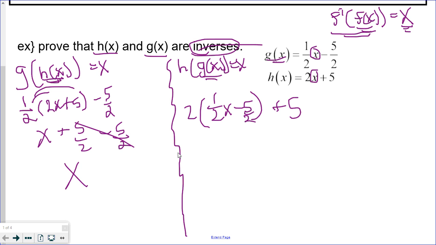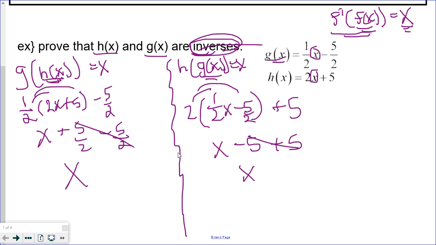Okay. So a quick little simplification here. That's nothing terrible. 1/2 and 2 becomes x. Negative 5/2 times 2 is negative 5 plus 5, right? And those go away. So I'm left with x. Okay. So because both function compositions equaled x, that means both functions undo the operations of the other function, and therefore they are inverses of each other. So the math isn't terrible. As long as you feel comfortable doing function compositions, you got this. Okay?